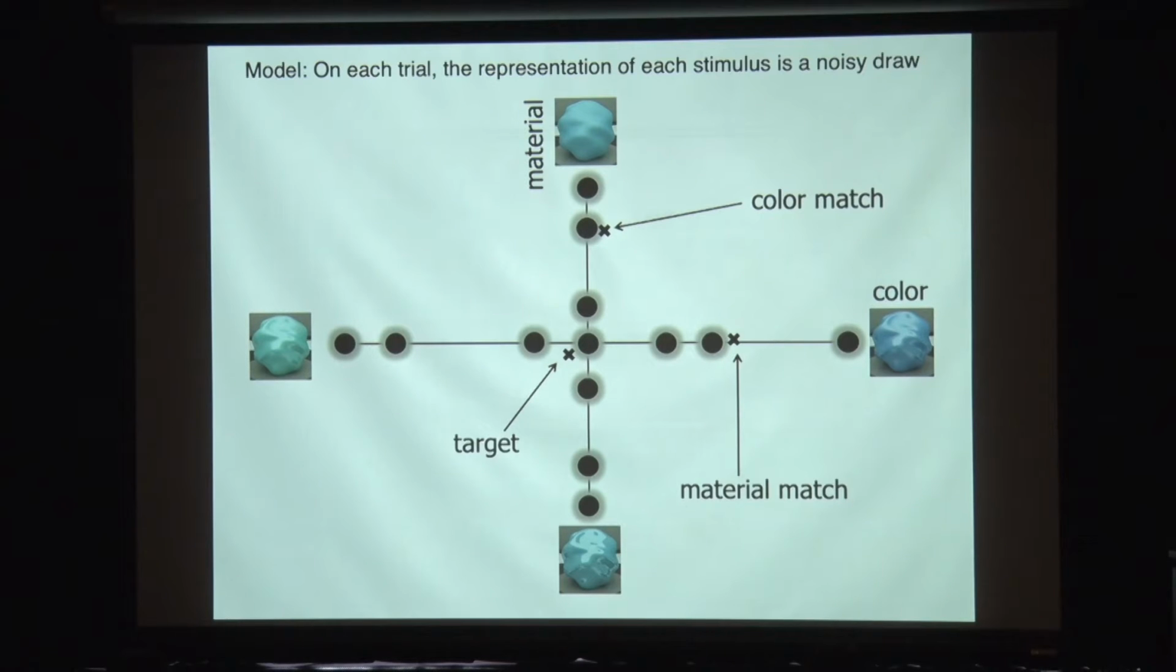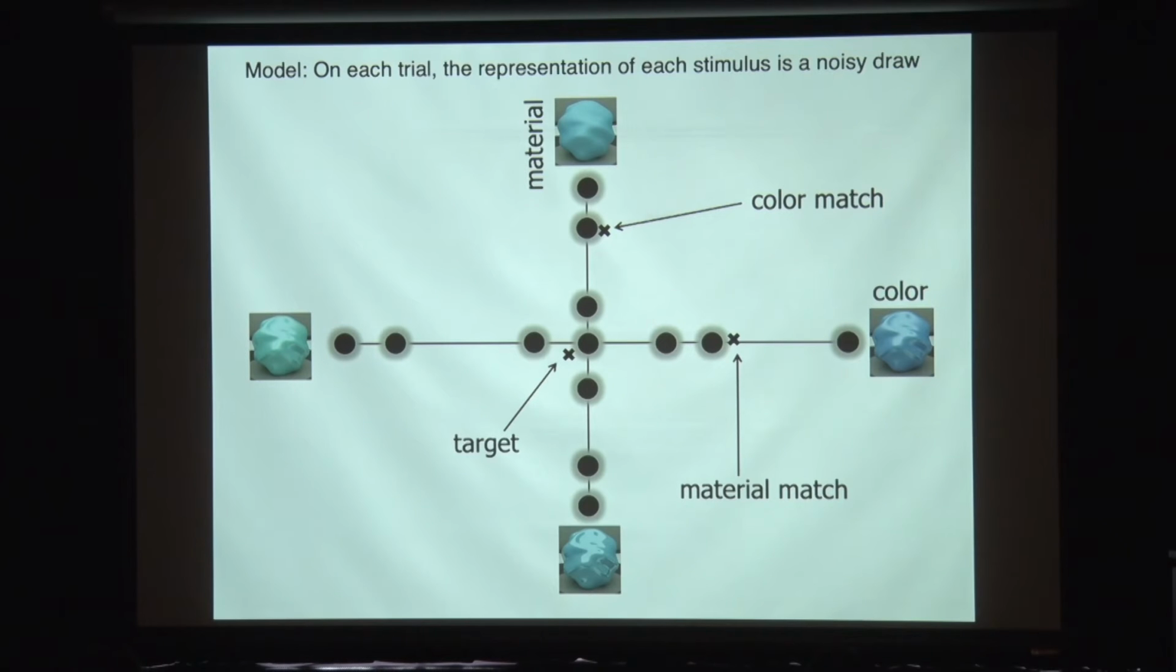And given that there is a representation like that, then we need a theory that's going to link the representation back to perceptual performance. The idea is that on each trial, the actual stimulus representation is a noisy draw from the distribution describing the stimulus. So the target might not be right there, it might be shifted over here. The color match might be shifted this way, the material match that way. And so the observer is faced with an internal representation on each trial for these three stimuli that might be, on that trial, something like that.